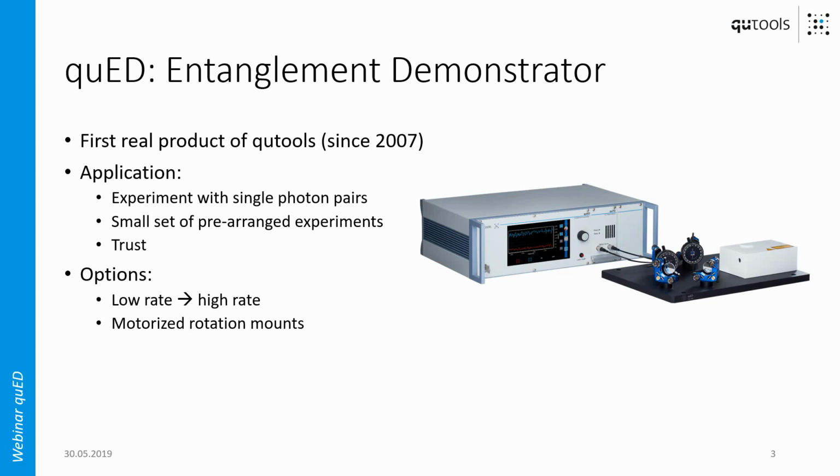And as for the options, if you get your quED, you can choose to upgrade from a low rate version to a high rate version, where it will be easier to adjust everything, to align everything. And especially for the add-ons, I would recommend getting the high rate version. Also, depending on your application, you can choose to get either manual rotation mounts like seen in the picture, or motorized rotation mounts for use with an automatic measurement suite included in the software in the control unit.